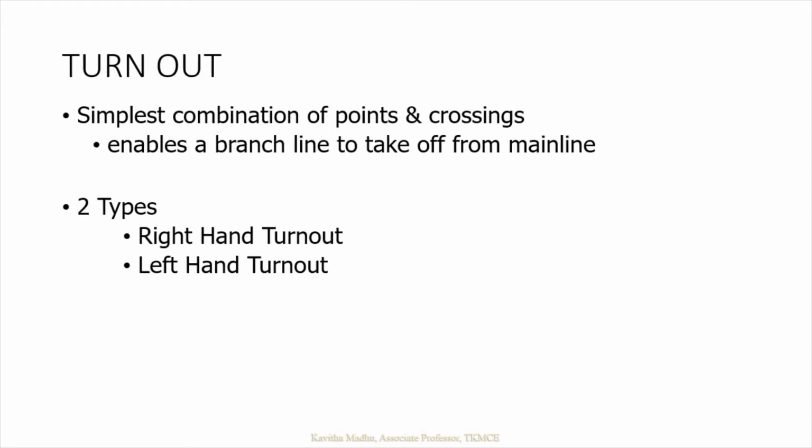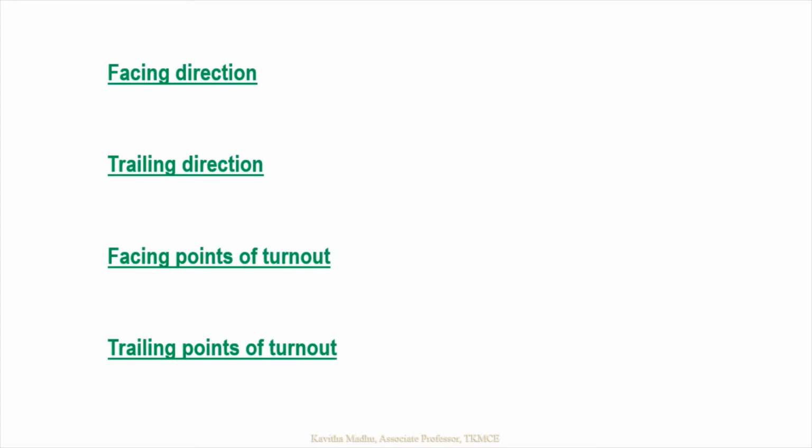The simplest combination of points and crossings, which enables one track, either a branch line or a siding, to take off from the main line, is what is known as a turnout. There are two types of turnout basically: a right-hand turnout and a left-hand turnout. Let's see on what basis we decide whether it is a right-hand or a left-hand turnout. Before explaining the difference, we have to see these four basic definitions.